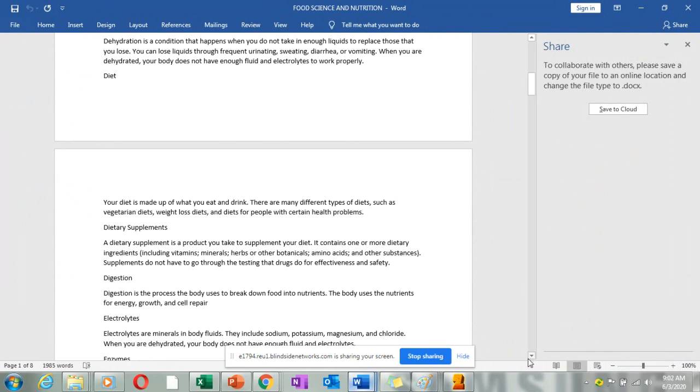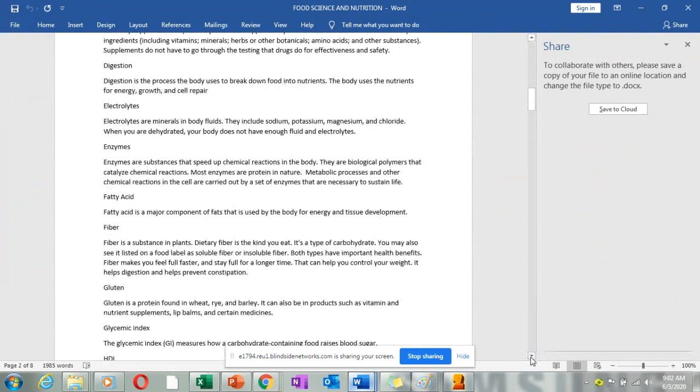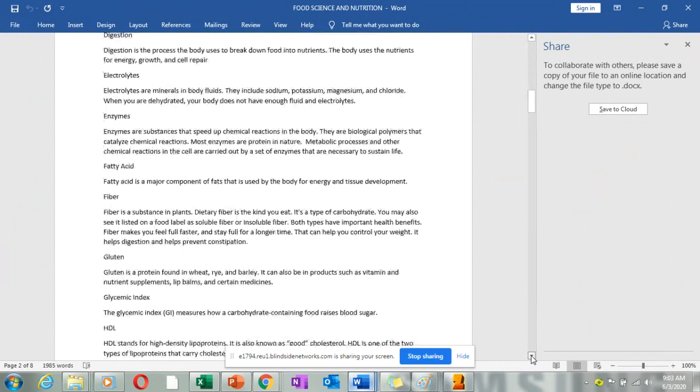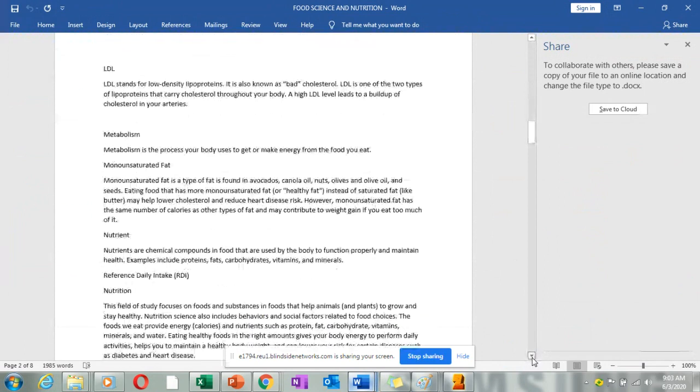Then we have enzymes. Enzymes are very important in the body because they are present from the mouth to the stomach all the way to the intestine, and they help in chemical reactions in the body. They help the body to metabolize the food and break it down into usable sugars or proteins, such as pepsin. Okay, so then we have fiber. Fiber is also very important. And then nutrients.